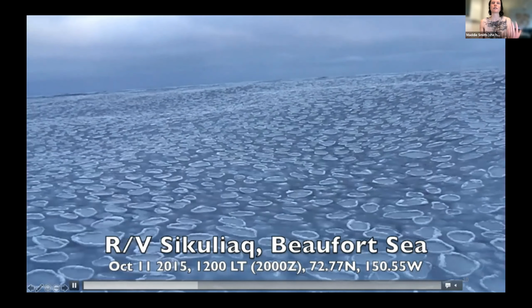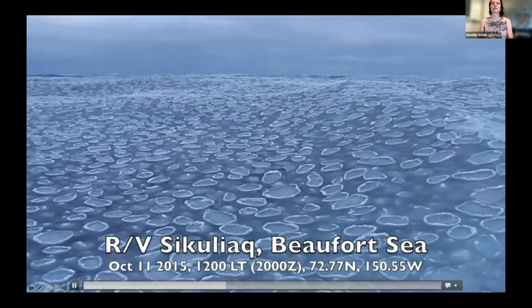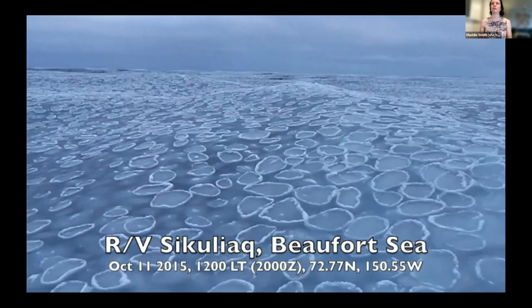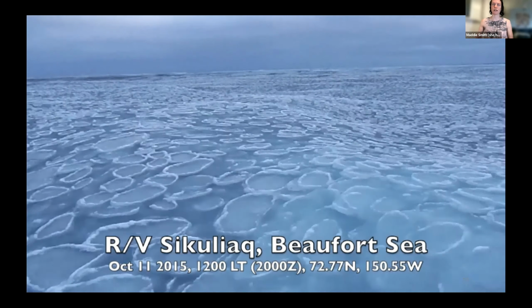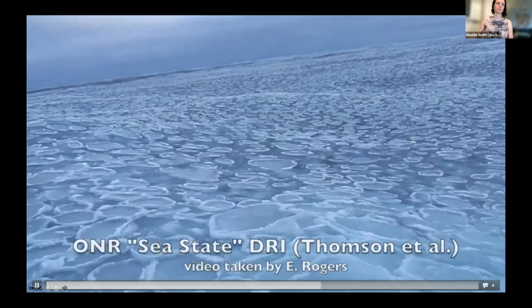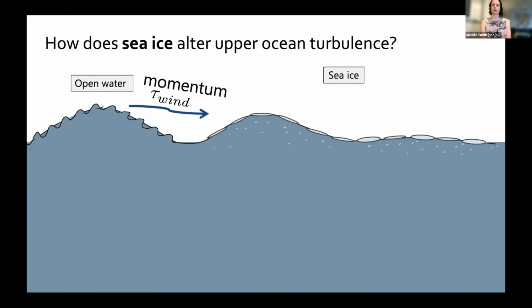And you can see that the waves are causing significant motion of the ice at the surface, but the ice is also attenuating the high frequency waves and creating a smoother wave field. So that ice is significantly changing the momentum transfer from the atmosphere to the ocean. The momentum drives the near surface turbulence, which is important also to transfer of other quantities, including heat and gases.